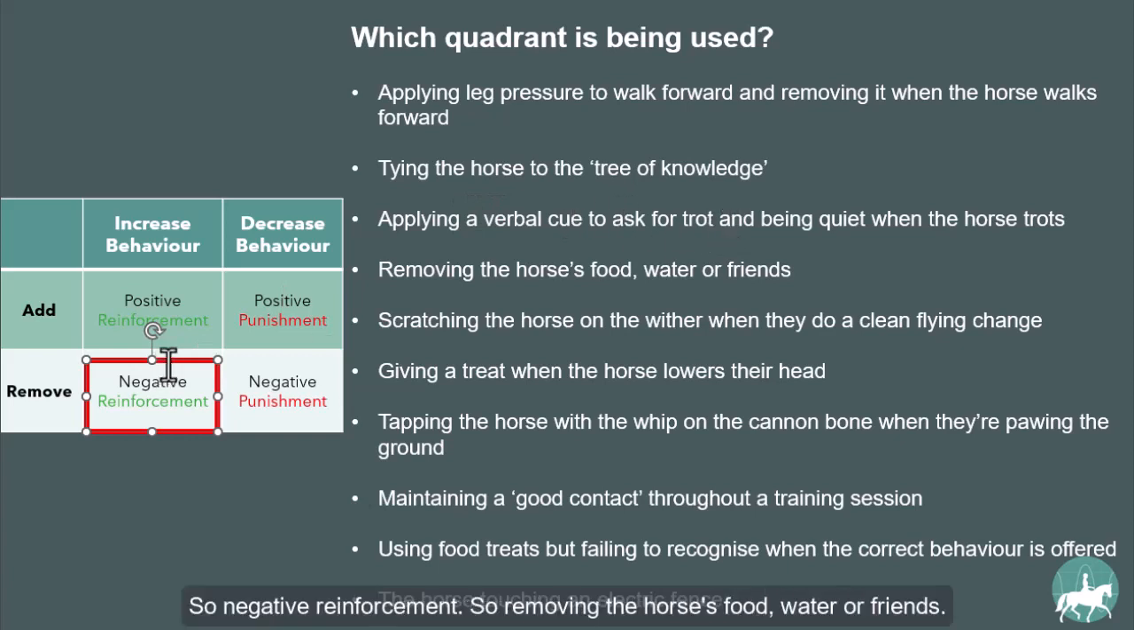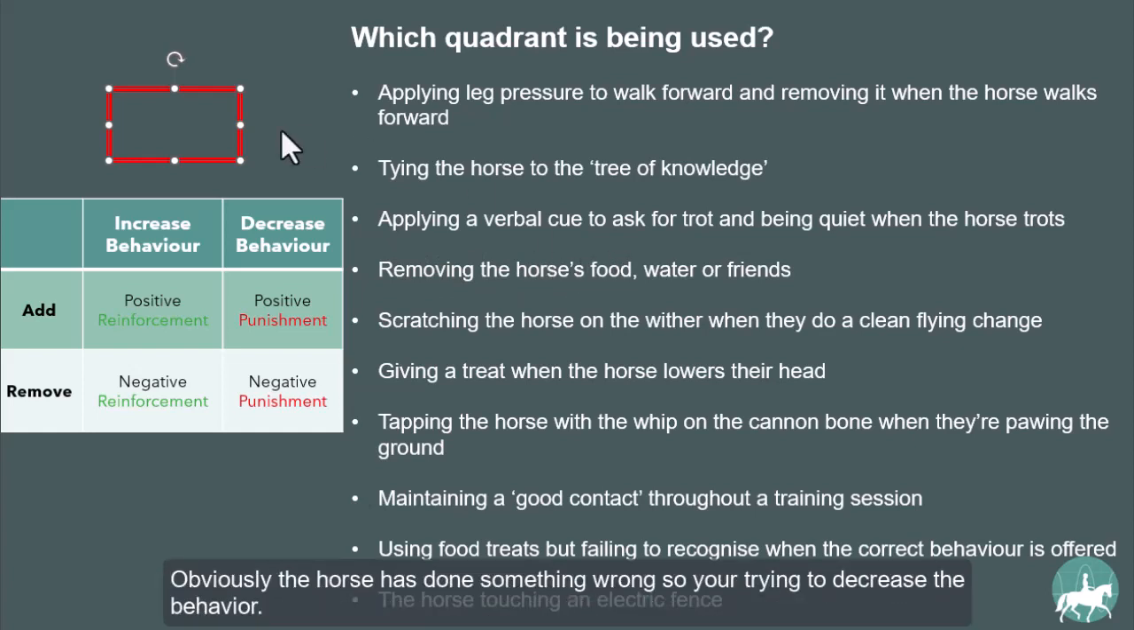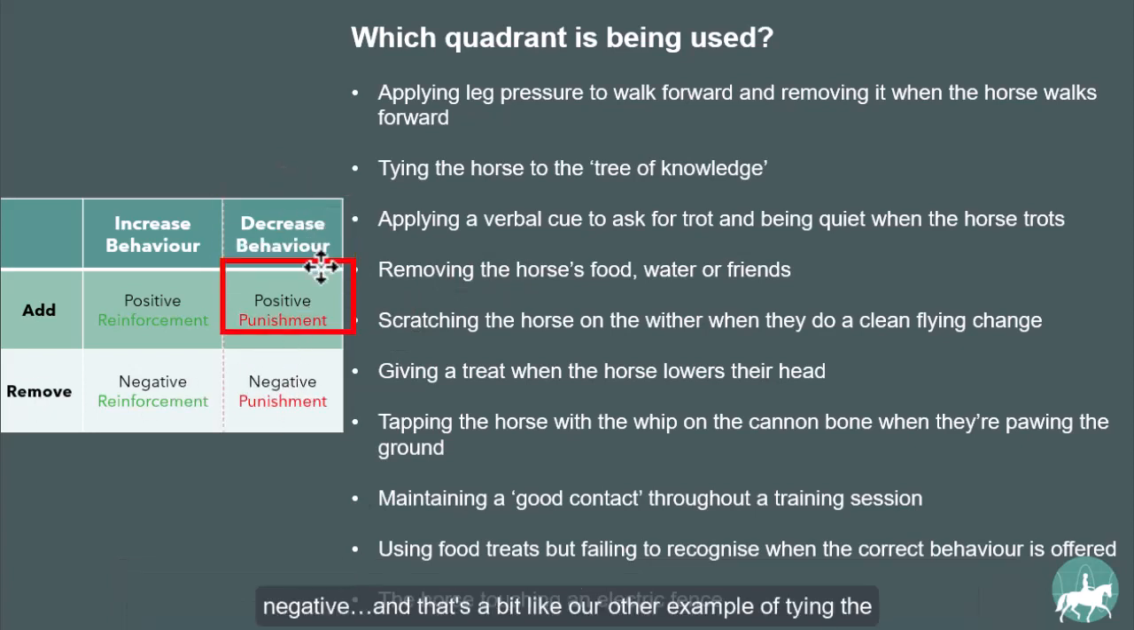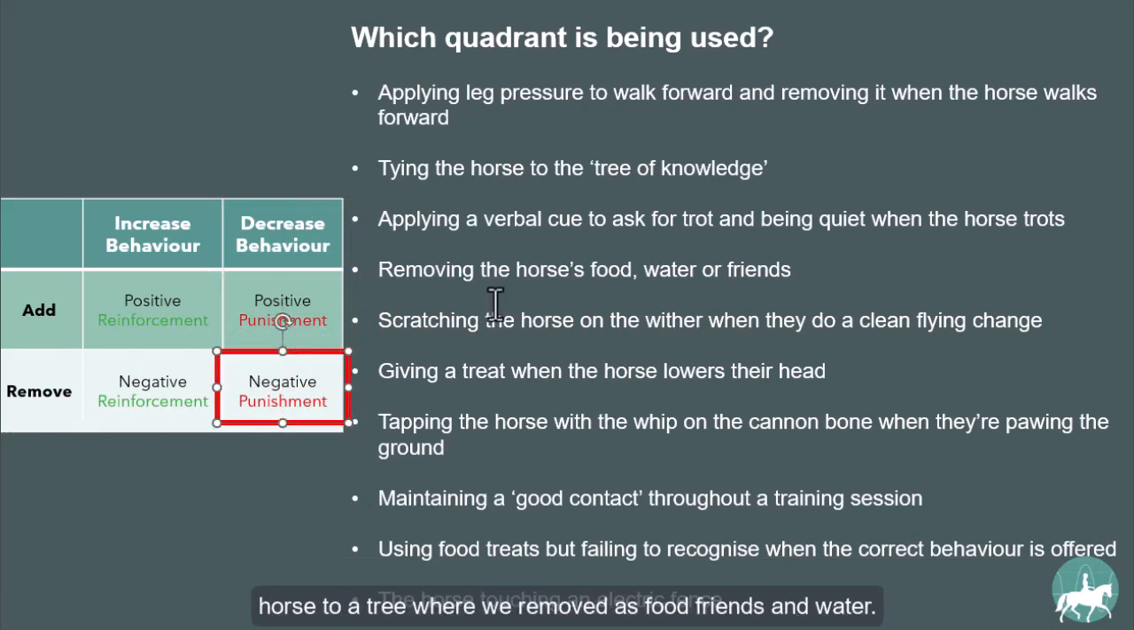Next, removing the horse's food, water, or friends. So obviously the horse has done something wrong. So you're trying to decrease the behavior. We're removing things, so it's going to be negative, which is where we remove things. It's a negative punishment, and that's a bit like our other example of tying the horse to a tree where we removed its food, friends, and water.